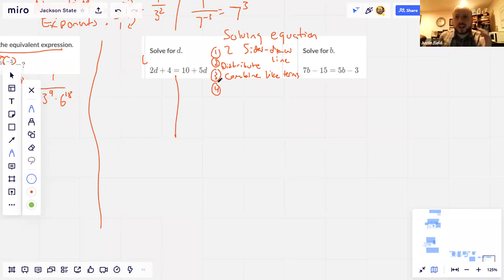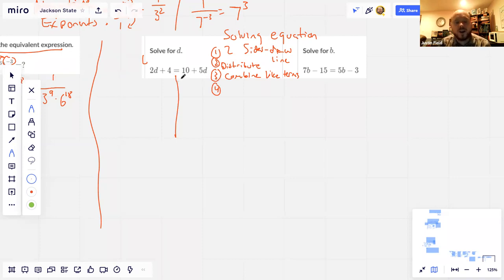I put my variables on the left, I put my numbers on the right. Combine like terms and I'll be out of sight. You can sing it with me if you want. I put my variables on the left, my numbers on the right. Combine like terms, then I'm out of sight.